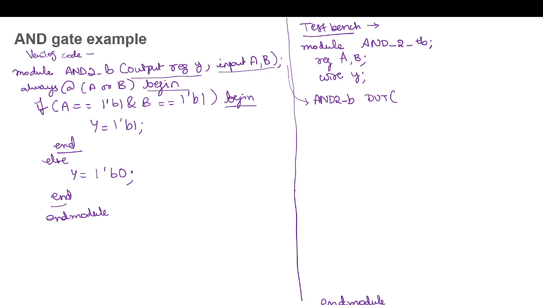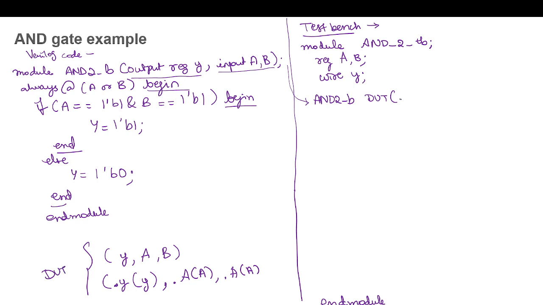Then you can pass the ports in two ways. First is positionally, first the output, so I can keep y and then a and then b. Or else I can use the dot operator, .y, .a, .b, with the name, and pass the values to be given under test. So I will use .y should be connected, .a should be connected, .b should be connected. So this is our instantiation.